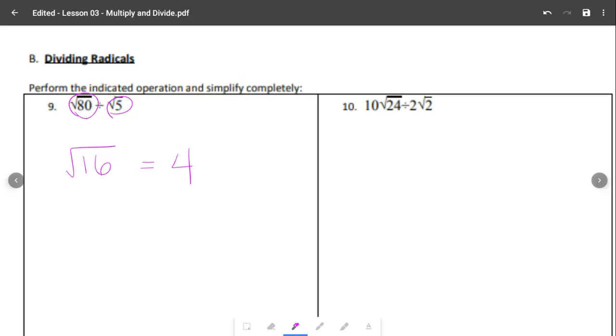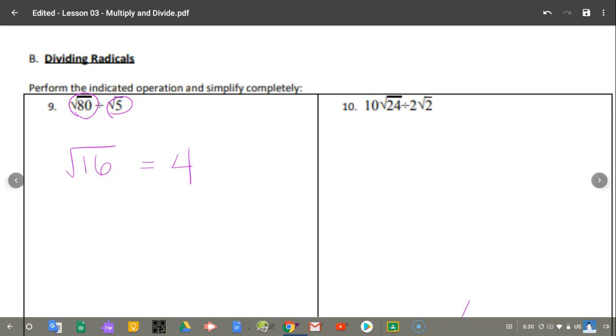So why don't you go ahead and press pause, give number 10 a shot. Remember, just like multiplying, you'll do the outsides first, then you'll do the insides, and then from there you can see if anything needs to simplify. When you're ready, press play and see how you did.